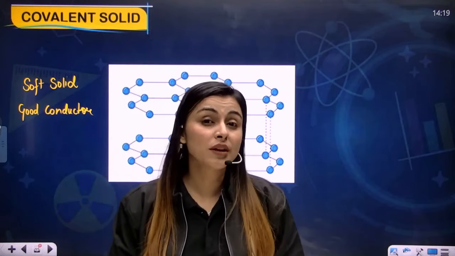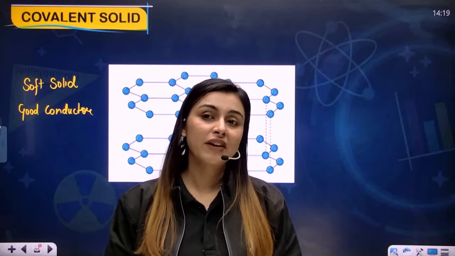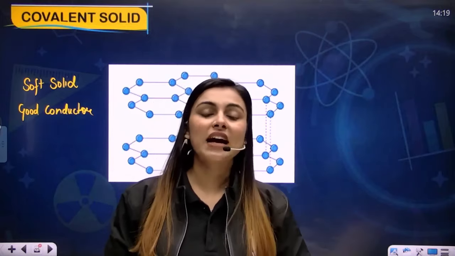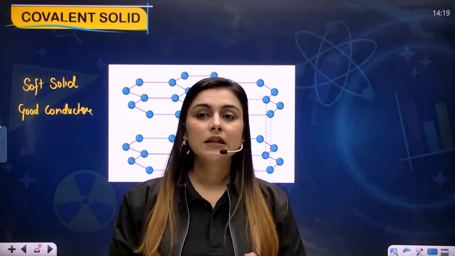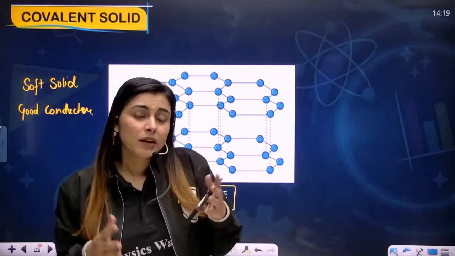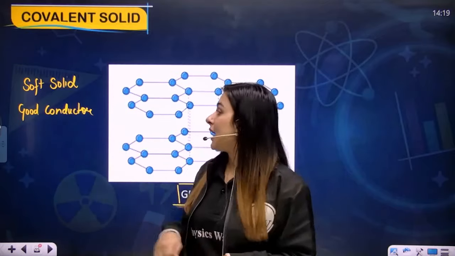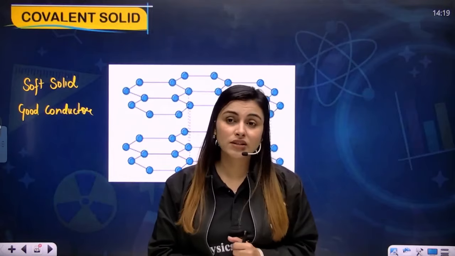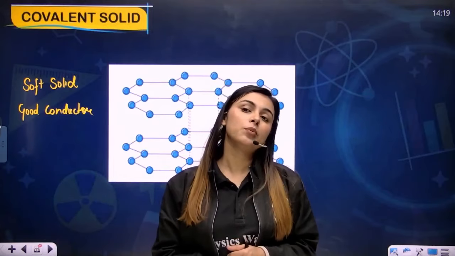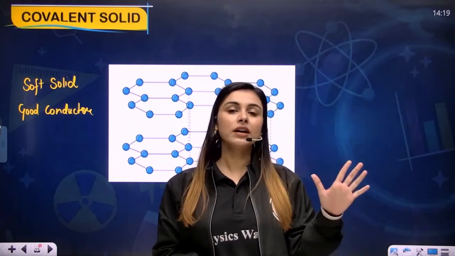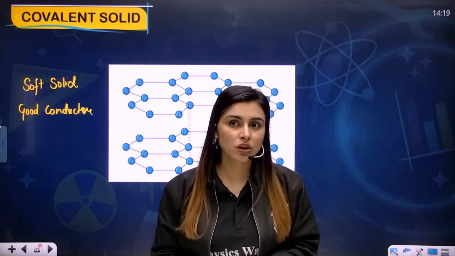The powder which we use is actually made up of graphite. And graphite, my dear students, acts as a lubricant. Okay, so ma'am, we can say that it is soft in nature. Obviously, it is soft in nature. The other thing is it is a good conductor of electricity. All the covalent solids are poor conductors or non-conductors, but graphite is a good conductor.